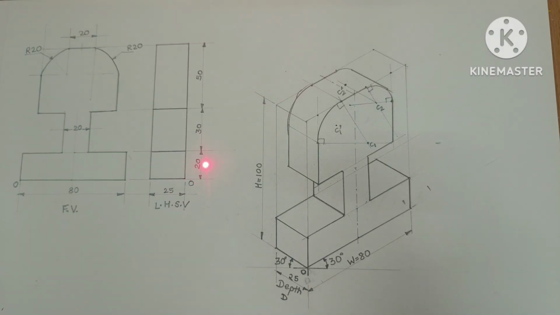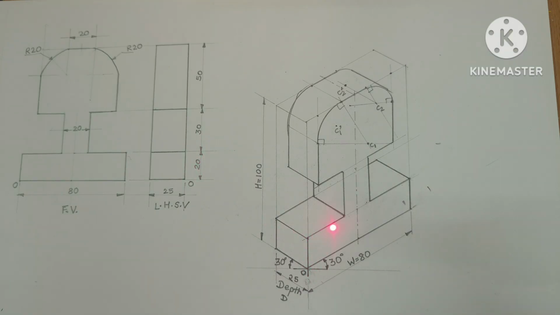From the left hand side view, this is 20 plus 30 plus 50. Hence I have taken this as the height, 100 millimeter. Then from left hand side view, this is 20. Hence I have taken this height as 20, and from this center point towards left it is 10, and from this center point towards right it is 10, which is taken from this front view. The dimension is given in the front view.